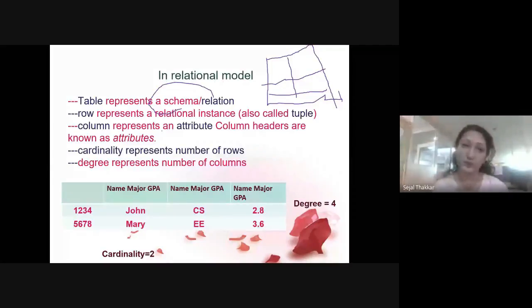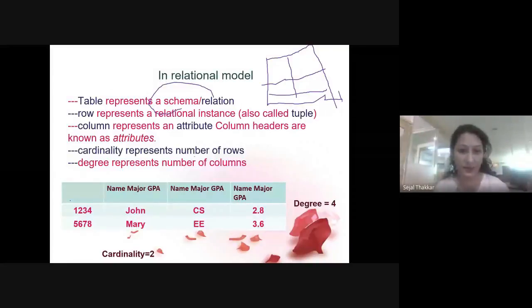Another name of row is tuple, and another name of column is attribute. Degree is the number of columns, and cardinality is the number of rows, meaning the total number of rows in your table. I told you yesterday you have to find out degree and cardinality from this table.